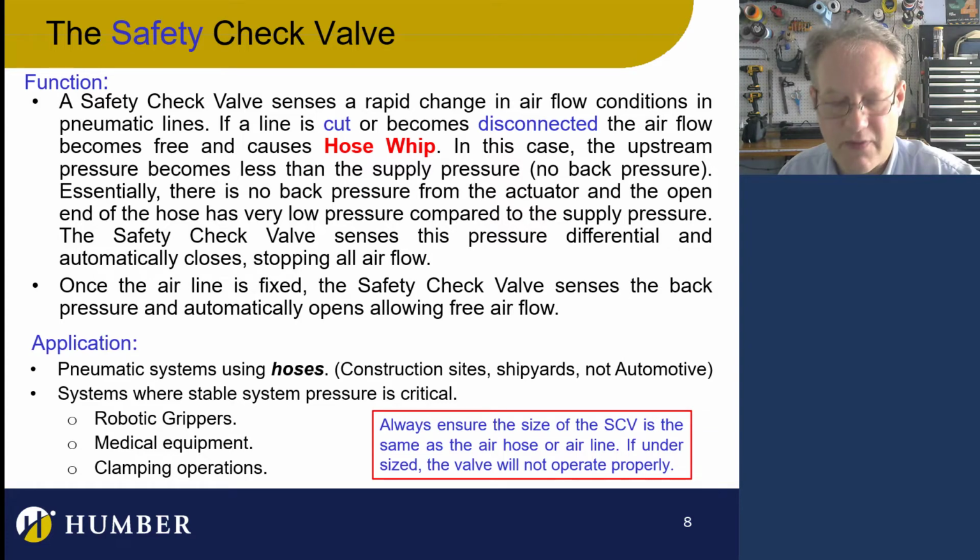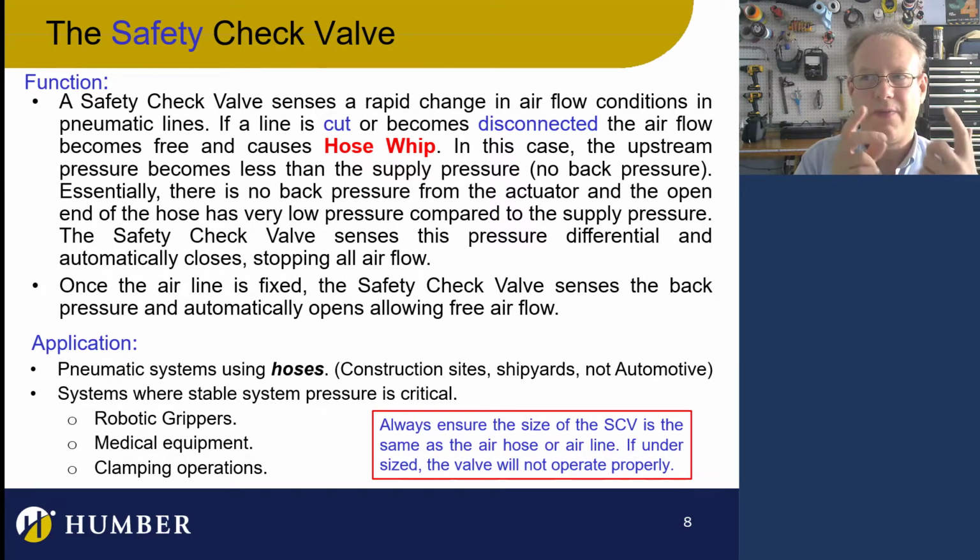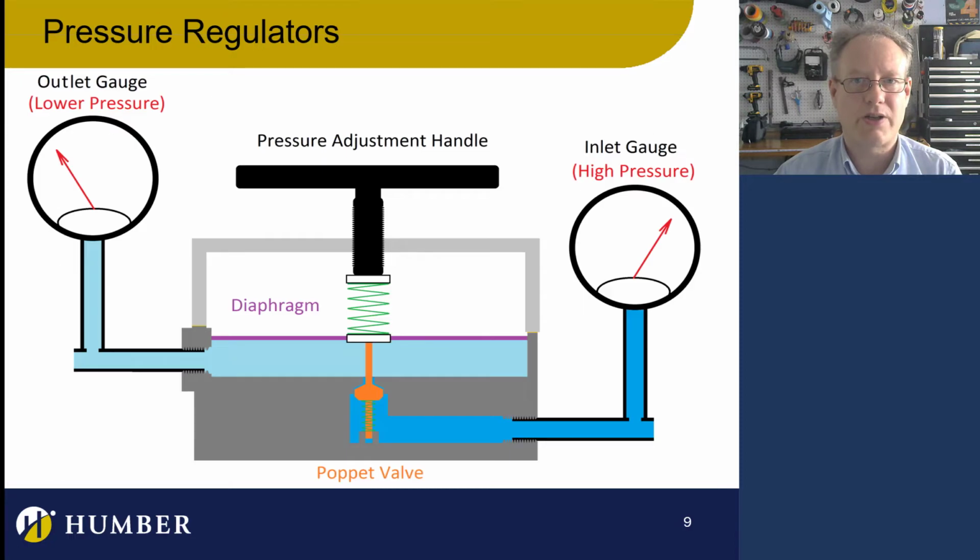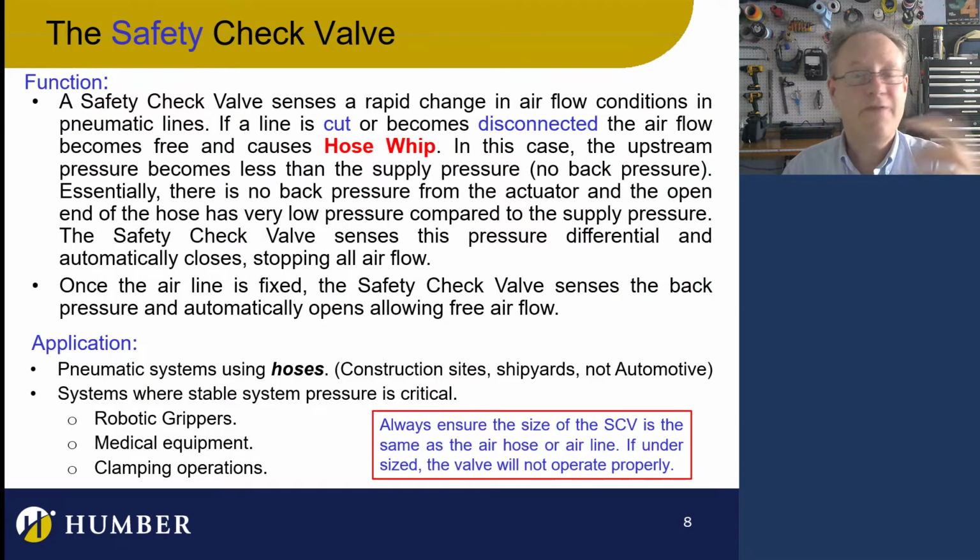What a safety check valve does is it allows air to go out, but only if there's air pressure on the other side of the line. So if for some reason the line itself became broken, or open for some reason. So here we go. This is hooked up right to my pressure regulator. I put my safety check valve here in between my regulator and my hose.